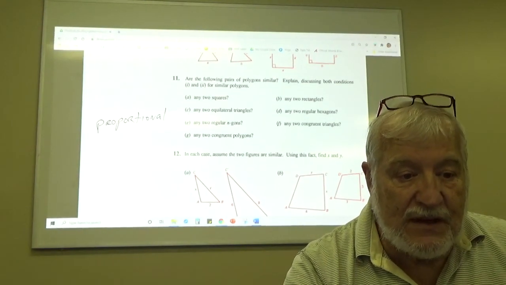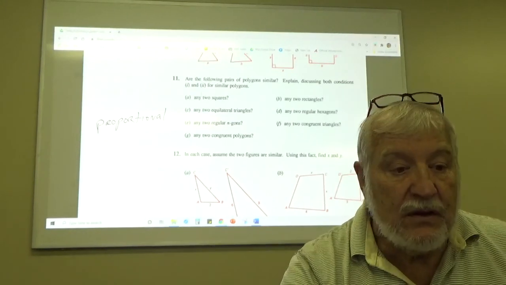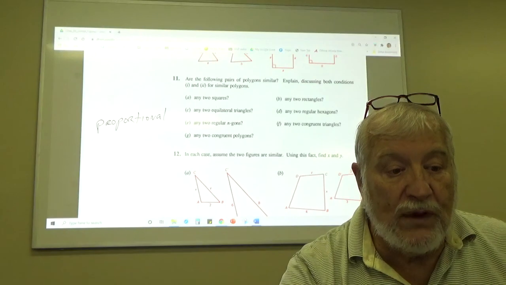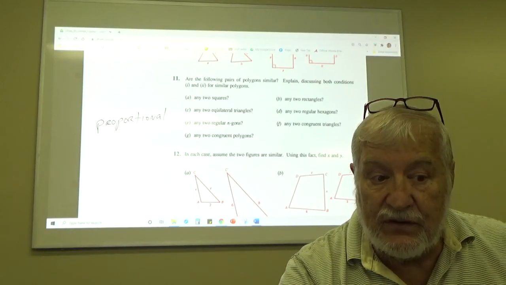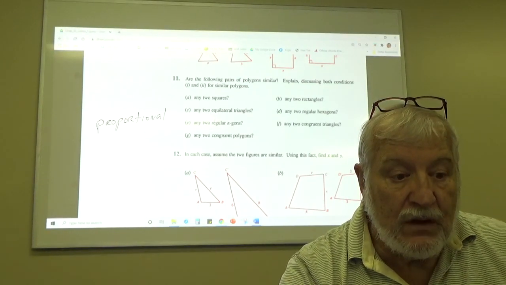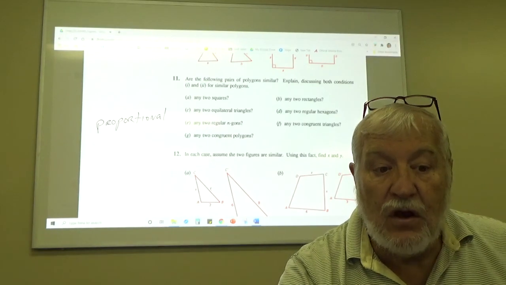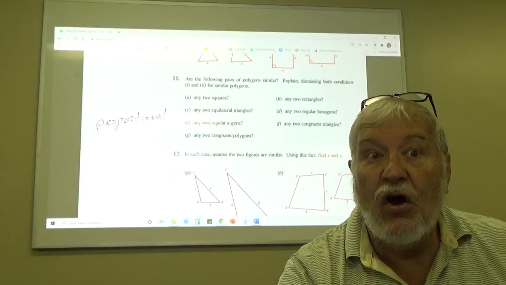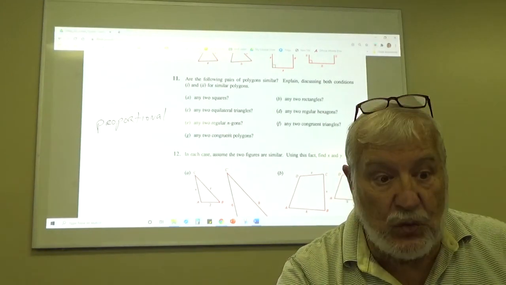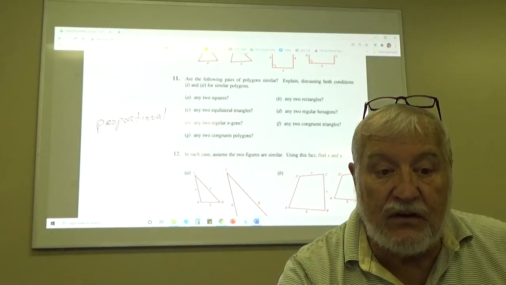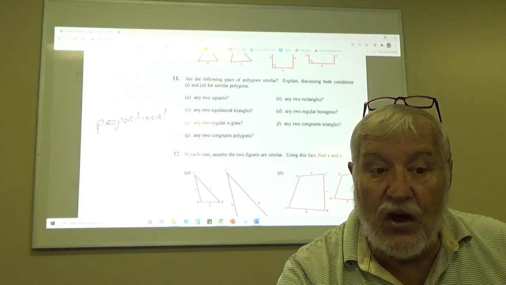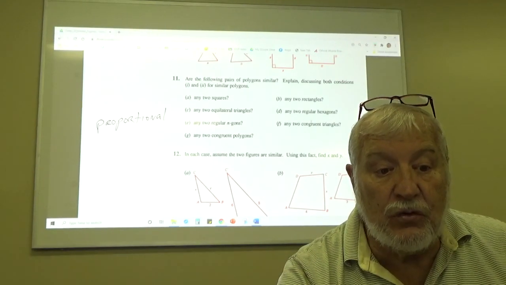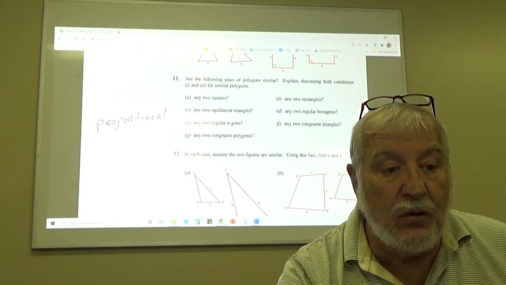And then this is the same problems we had earlier about squares. Can squares be proportional? Always. Equilateral triangles? Always. 2 regular n-gons? Always. 2 congruent polygons? Always, because the multipliers are 1. But these over here, you have to see. Rectangles is no. Regular hexagons and congruent triangles. So the only one that's no is B.